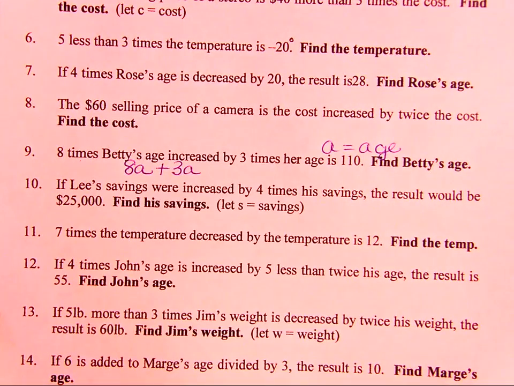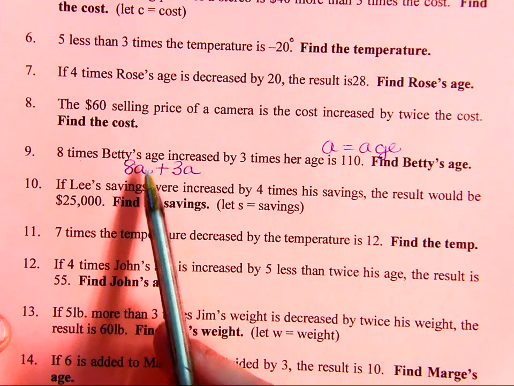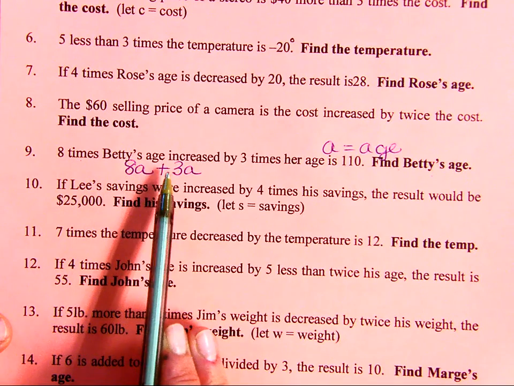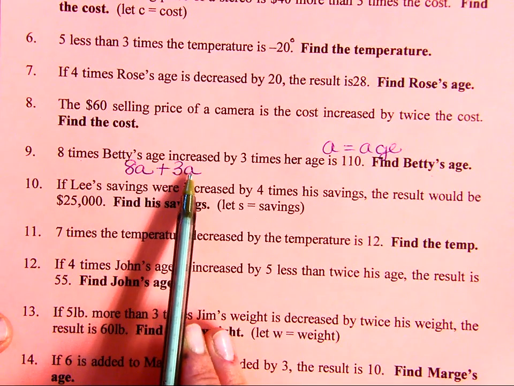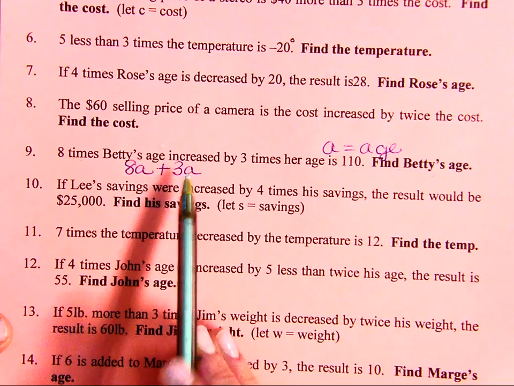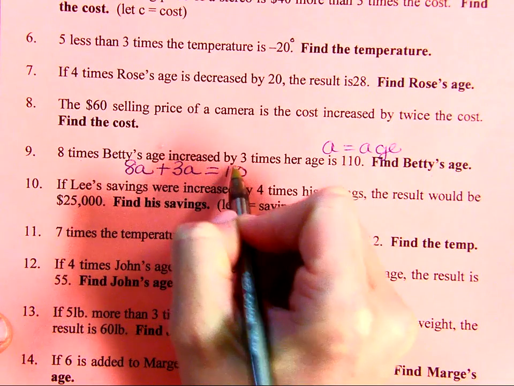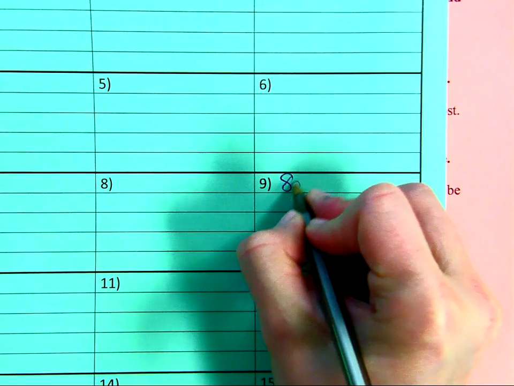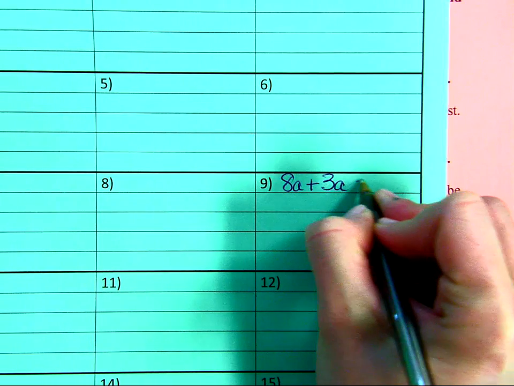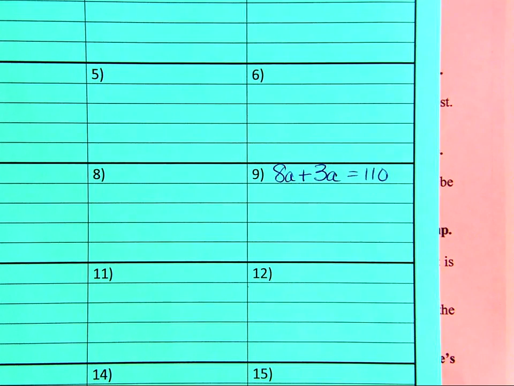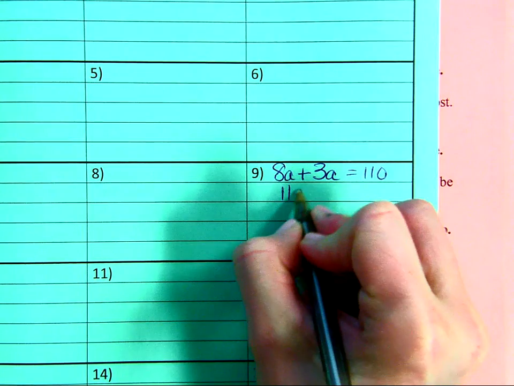Right? See if that makes sense. If Betty's age is A, 8 times her age is 8A, and I'm increasing it by 3 times her age, right? So I take her age and I multiply by 8, and I add it to her age multiplied by 3, and I get 110. So then on my green sheet, I go to number 9, and I say 8 times her age increased by 3 times her age is 110. 8A plus 3A, here's the difference. There's no constant to cancel out, is there? No. So I combine like terms.